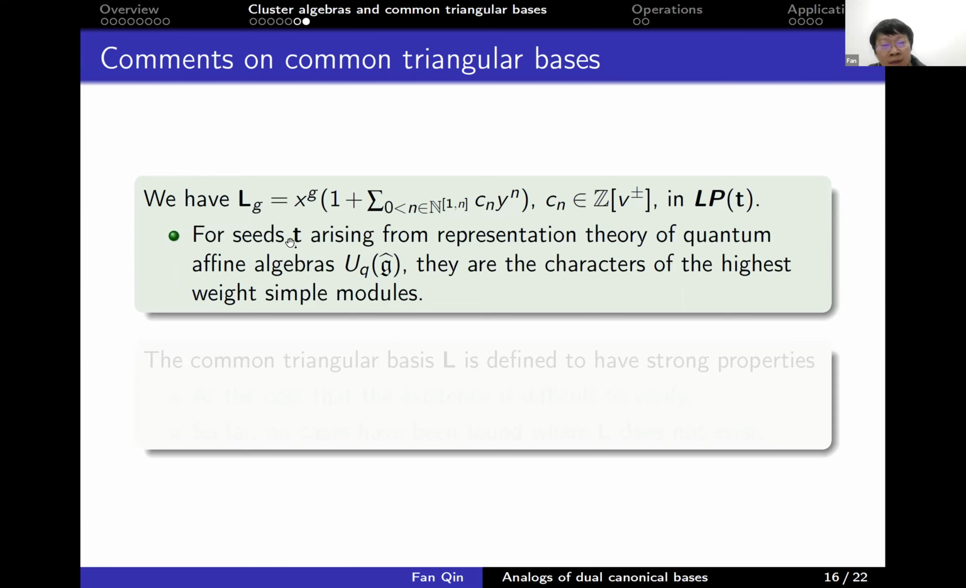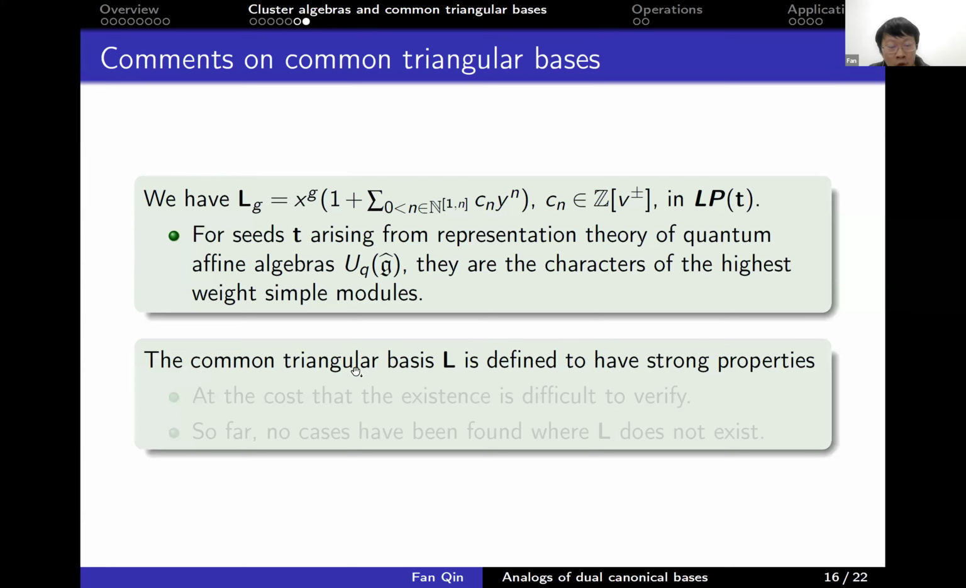So for seeds, or say for charts arising from representation theories of quantum affine algebras, for some good choice of seed, these are exactly the characters of the highest weight simple modules, or more precisely, the truncations of the characters. Okay, so they have some representation theory meaning.